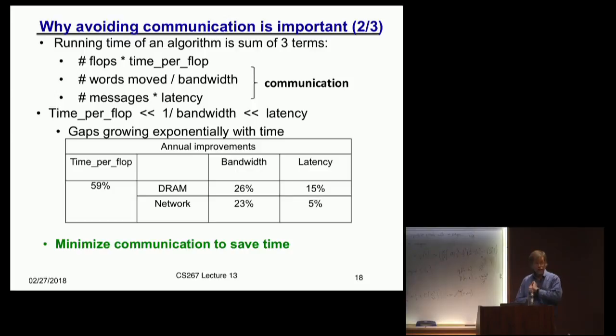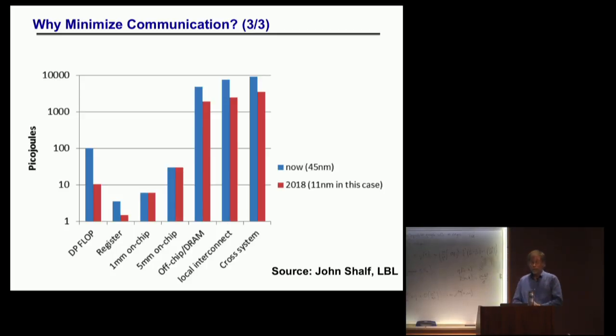So you want to minimize communication to save time. But time is not the only metric. It's also energy. And so here's a plot you may have seen before too, on the number of picojoules on a log scale it takes to perform a whole bunch of different basic operations on the computer. And this is a very old slide. So let's just say comparing 45 nanometer technology, which is like 5 years ago, with something like 11 nanometer technology.